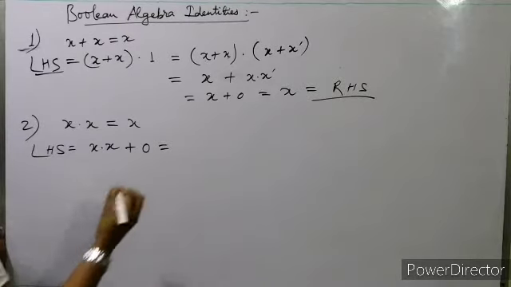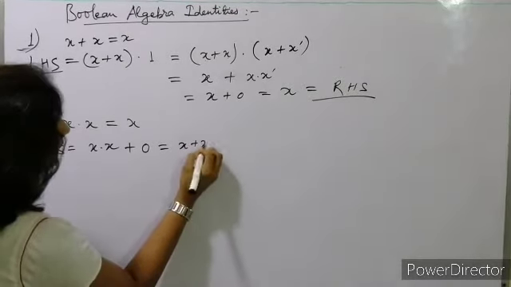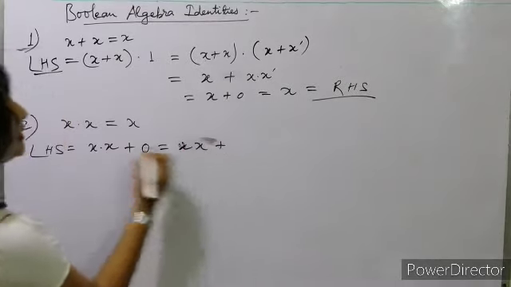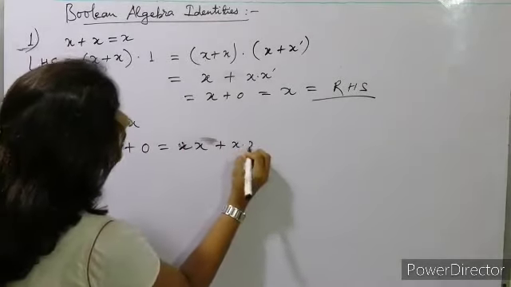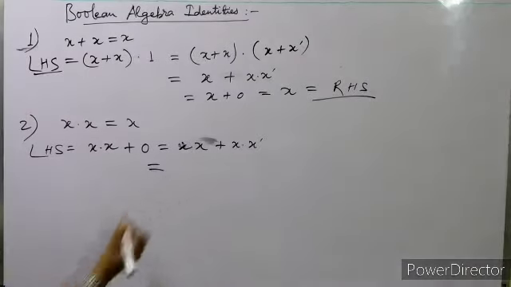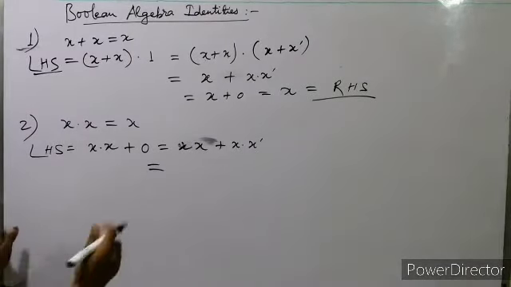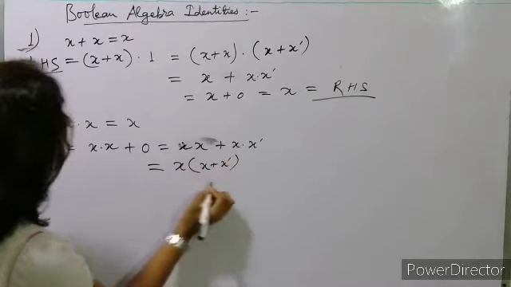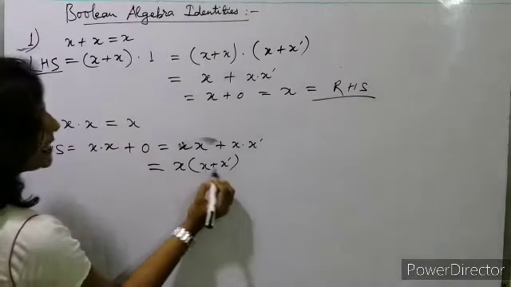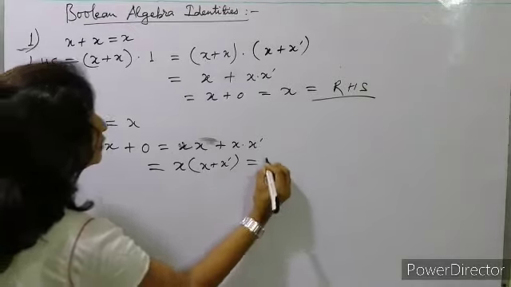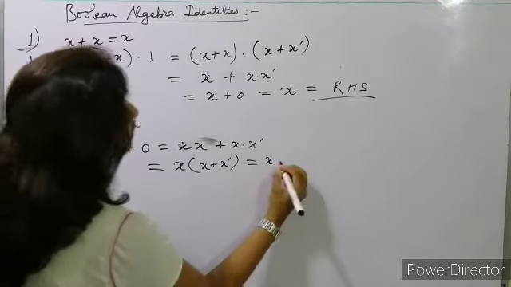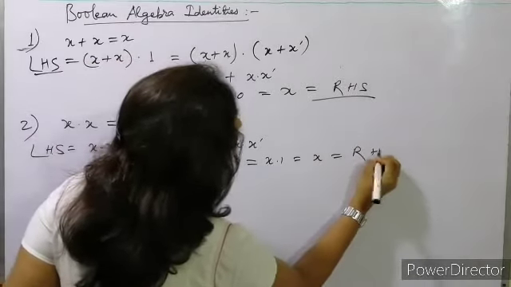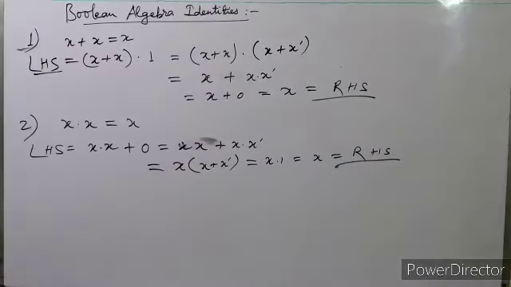Okay, now we know this is x into x. And what does 0 mean? x into x bar. Okay, so now x we take common, x into x plus x bar, and we have to prove this one, x plus x bar is equal to 1. So x into 1 will be equal to x, RHS. Okay, so hence proved.